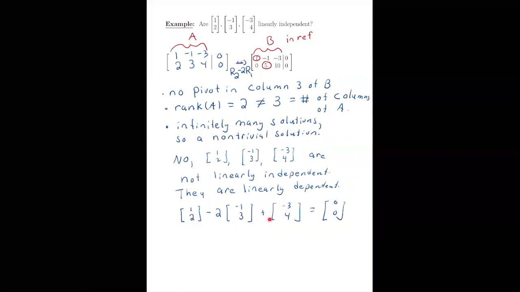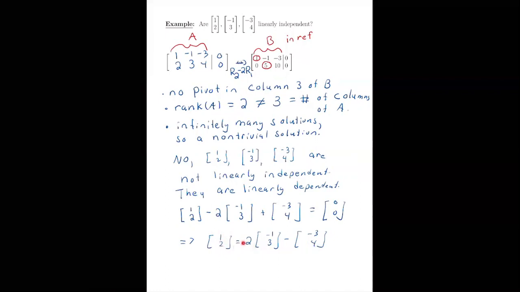And so once we have this non-trivial solution, what we can do is solve for any of the vectors that has a non-zero coefficient. So for example, we can solve for this one. If we solve for 1, 2, then we obtain that 1, 2 is equal to 2 times negative 1, 3 minus negative 3, 4. So 1, 2 is a linear combination of the other two vectors. So these are dependent vectors, and what we've done is expressed this one as a linear combination of the others.